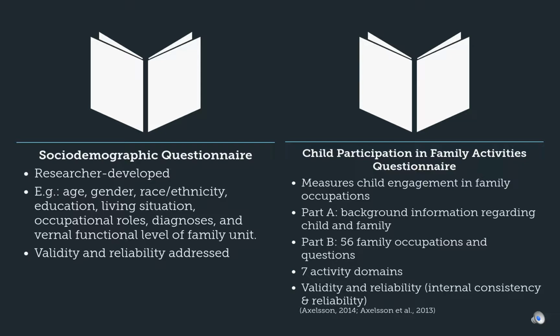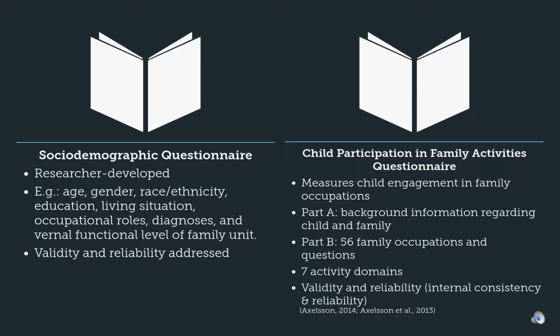Engagement in family occupations is operationalized through the Child Participation in Family Activities questionnaire, known from here on as the Child PFA. The Child PFA is used to measure a child's engagement in family occupations. Part A of the Child PFA includes background questions about the child and the family, including the child's ability, family structure, and socioeconomic status. Part B includes 56 family occupations and questions regarding things such as frequency of occurrence of activities, presence of the child, siblings, caregivers, or paid personal assistance in the activity, child's engagement in the activity, the amount of assistance the child needs to perform the activity, and the use of assisted devices. Items are then organized into 7 activity domains, including indoor activities, meals, routines, outdoor activities, organized activities, outings, and vacations.